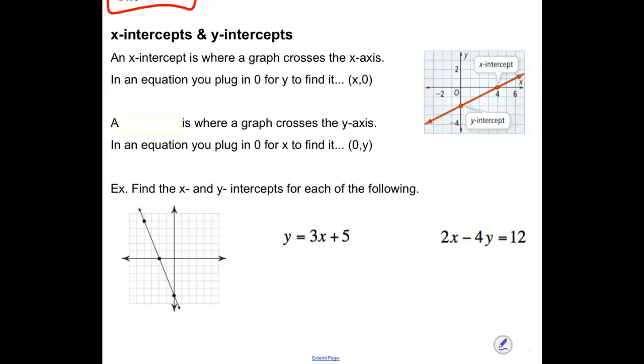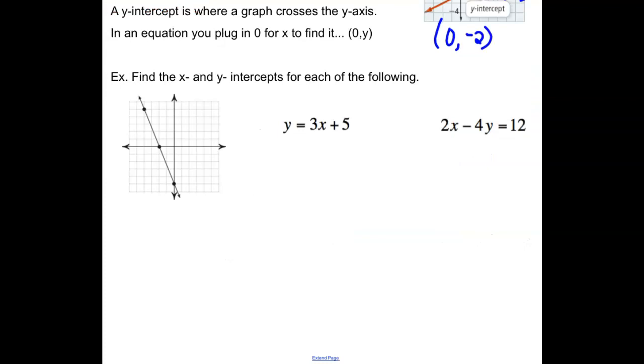Okay, so when we are on the x-axis here, we have an x-coordinate of a number, but our y-coordinate is 0. When we want to find a y-intercept, we've been looking at those already. That is where we are on the y-axis, and it has the coordinates 0, comma something. In this case, a negative 2. Okay?